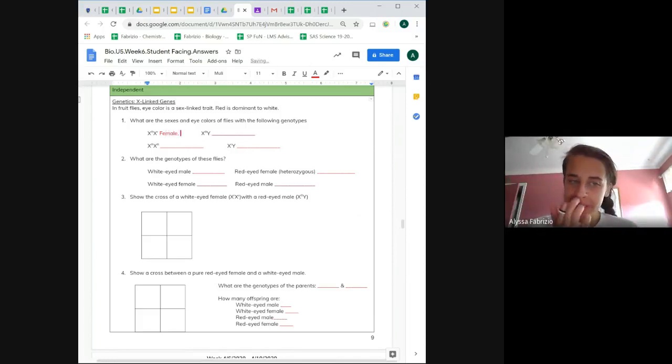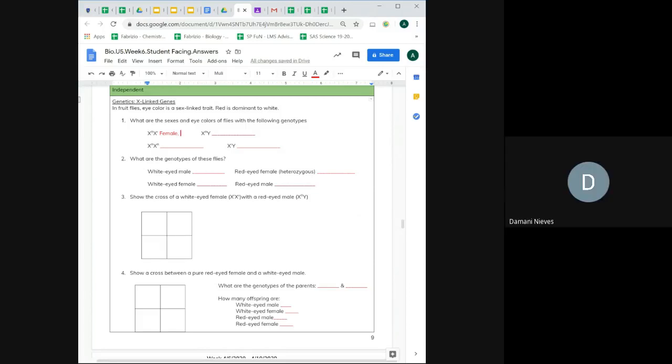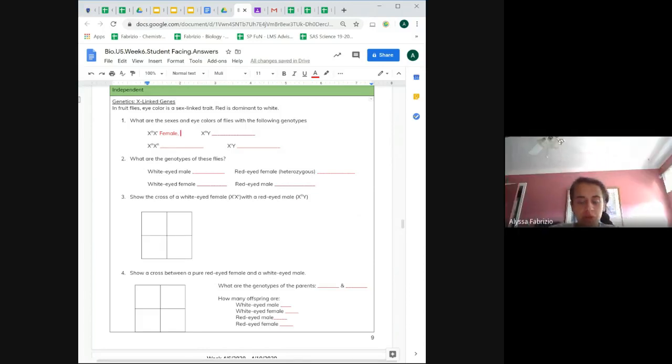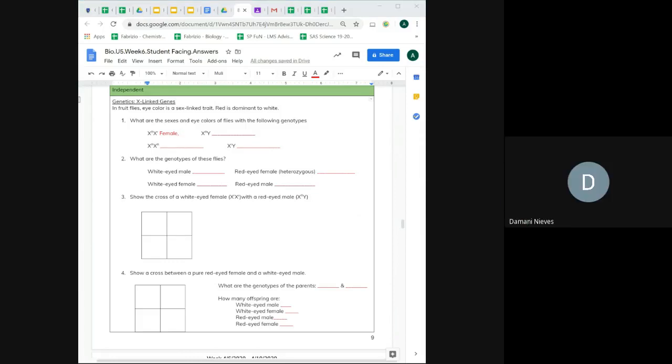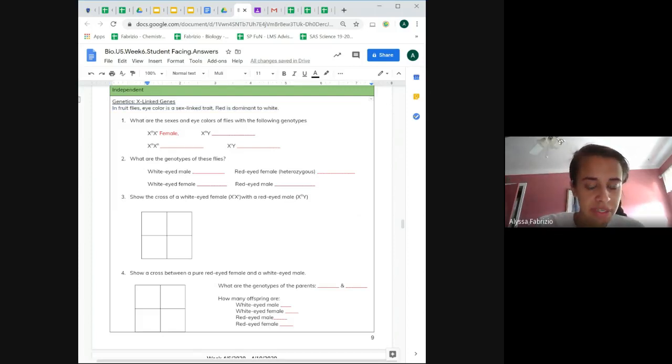And then what about one capital R and one lowercase r? Is that going to show the dominant or the recessive trait? Dominant. Great. So what's the dominant trait here, red or white eyes? Red? Yep, very good. So red eyes.